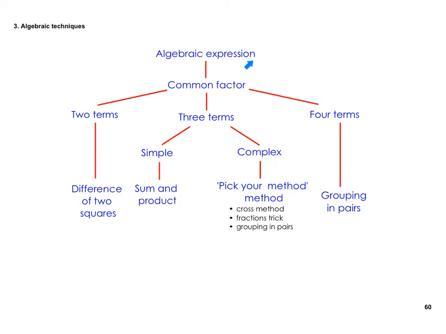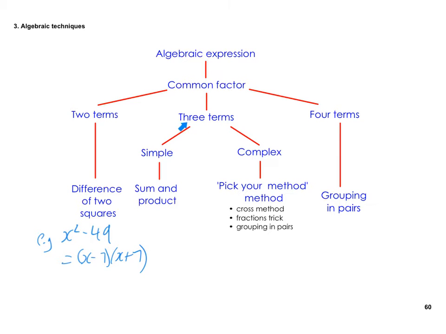So, algebraic expression, that'll be your question. First step, is there a common factor? If there is, take it out. Next step, if it's two terms, check for a difference of two squares. So something like x squared minus 49, which would be x minus 7, x plus 7.